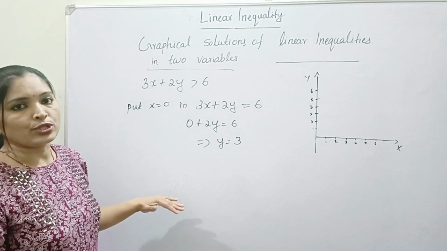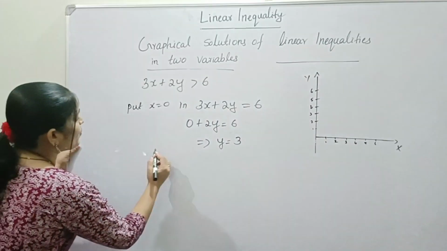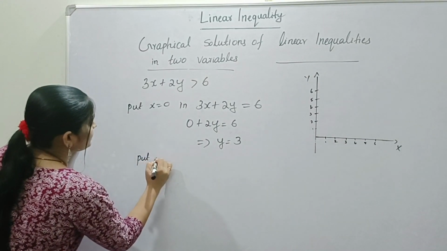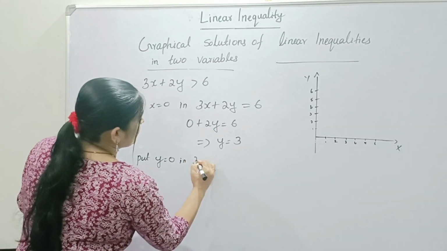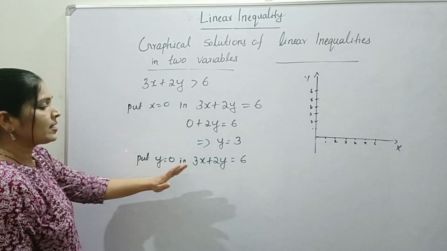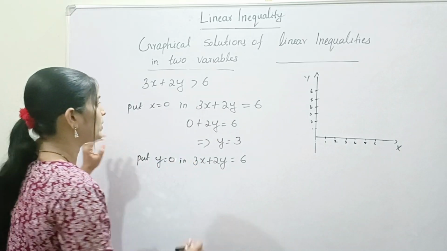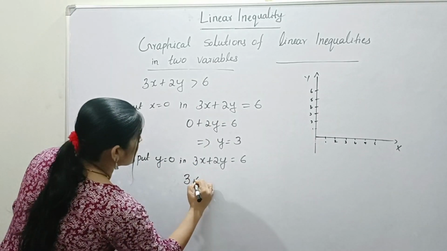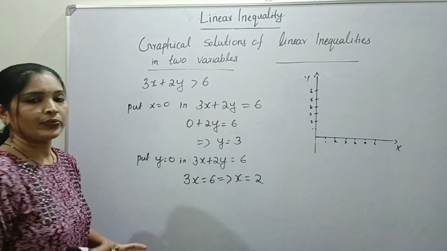Next, put y equal to 0. It is the step to find the feasible region. So put y equal to 0 in 3x plus 2y equal to 6. Substitute y equal to 0. So 3x is equal to 6. This implies x is equal to 2.